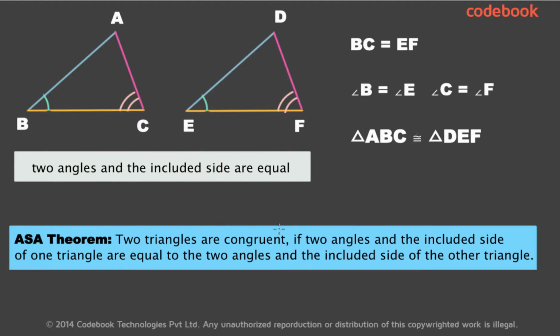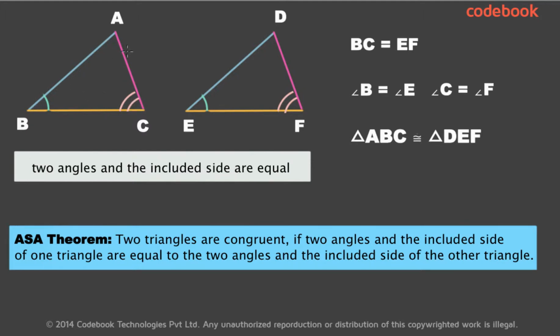So let's first think about how we will prove this theorem. So we know that from these two triangles there is one side BC which is equal to EF and two angles which are equal. Let's take the case where we have angle B equal to angle E and BC equal to EF. If we prove that AB is equal to DE, then we will have two sides and an included angle which are equal, and hence by SAS axiom we can say those two triangles are congruent.